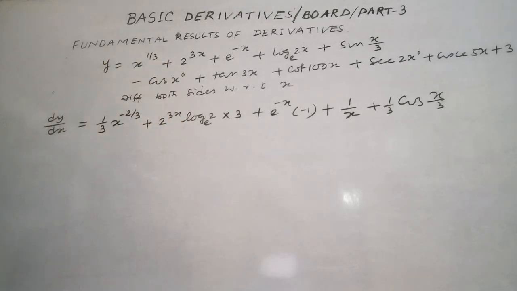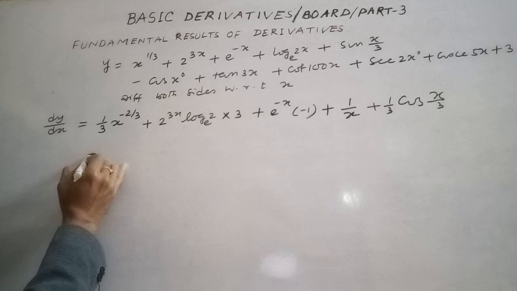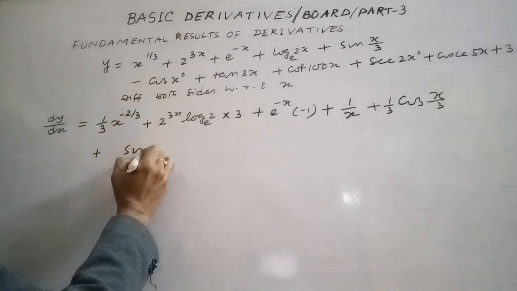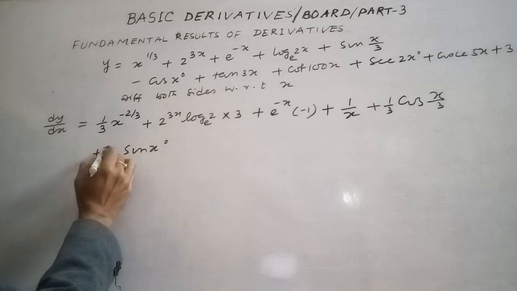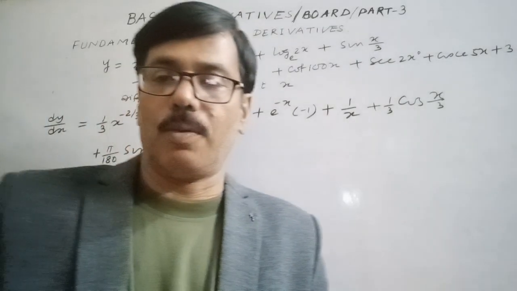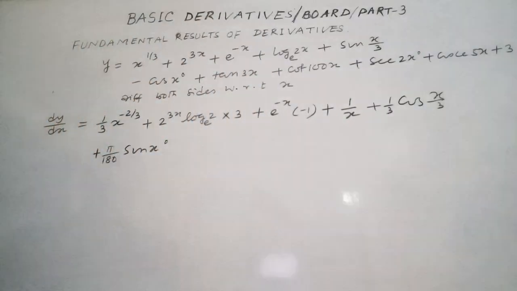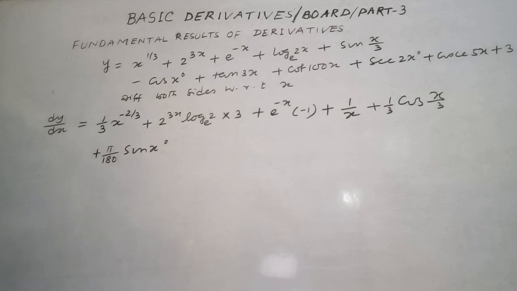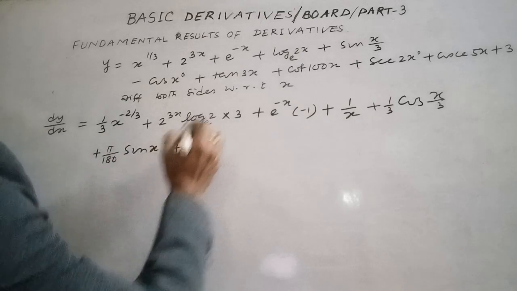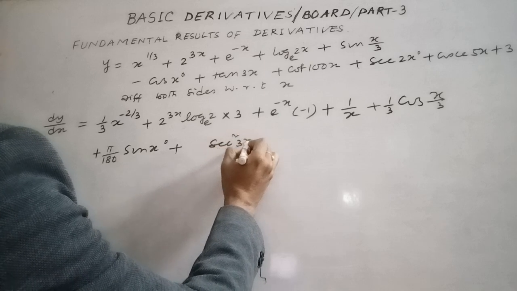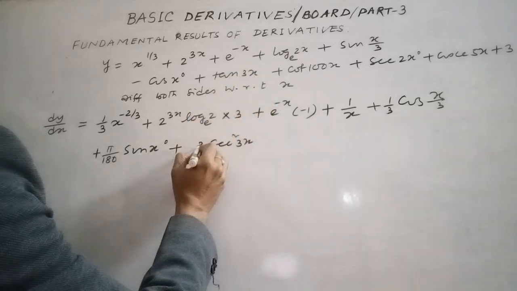Minus cos x degree. Derivative of cos is minus sin, so minus and this minus is plus. So sin x degree, you know, it is multiplied by pi by 180. I have already discussed it in the previous class. If it is degree, you have to multiply it by this. Tan 3x, derivative of tan x is sec square 3x into coefficient of x, 3.